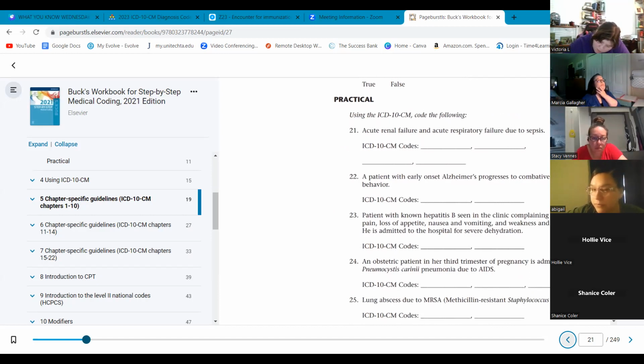What do we think? So we have early onset Alzheimer's, right? But we also have progressive combative behavior. So let's start with the Alzheimer's. So we're going to use our manual now because Shanice, I agree with you. We want to get ample practice with everything. So I think our first listed diagnosis should be Alzheimer's, right? So let's go to the A's in our index and look up Alzheimer's.